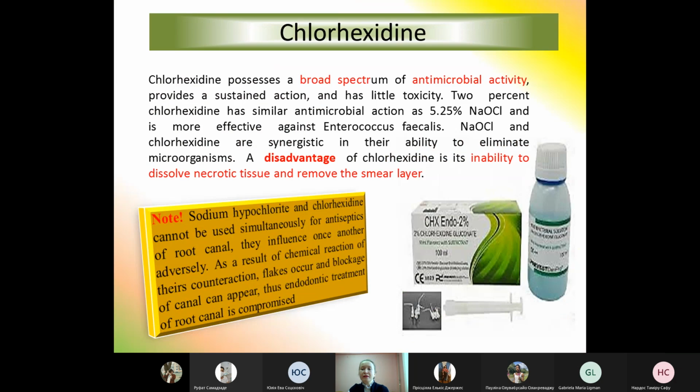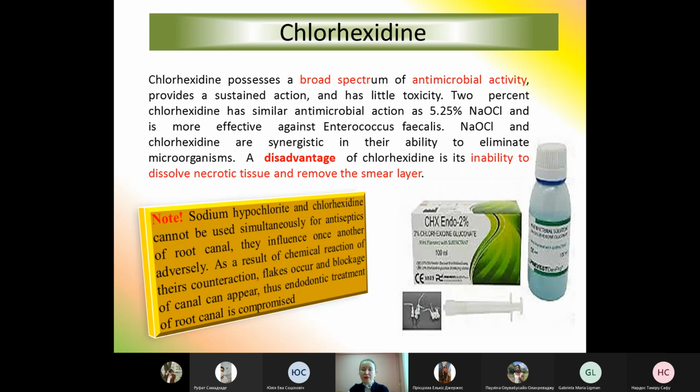Chlorhexidine. Chlorhexidine is an antiseptic that is used not only for mouth washing but also as an intracanal medicament. It possesses a broad spectrum of antimicrobial activity, provides a sustained action, and has little toxicity. So it is stated that 2% chlorhexidine has similar antimicrobial action as 5.25% sodium hypochlorite and is more effective against Enterococcus faecalis. But chlorhexidine has no ability to dissolve necrotic tissue and to remove the smear layer from the root canal.